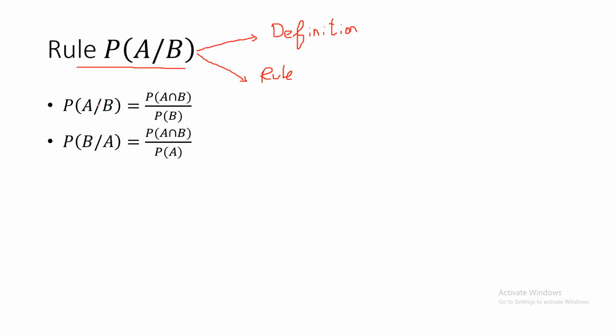The rule we have seen last time is: probability of A given B is equal to the probability of the intersection over the probability of the denominator B. Similarly, B given A is the probability of the intersection over the probability of A. What's below the slash will be in the denominator, and in the numerator is the intersection. Any question about this rule? We are going to take an example.